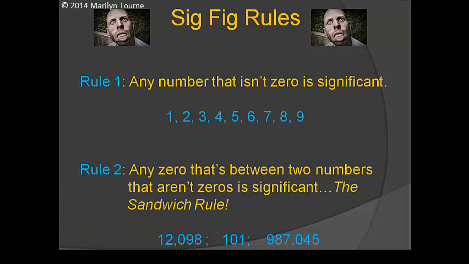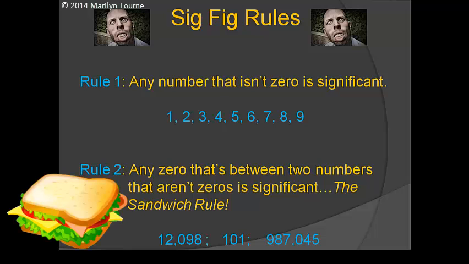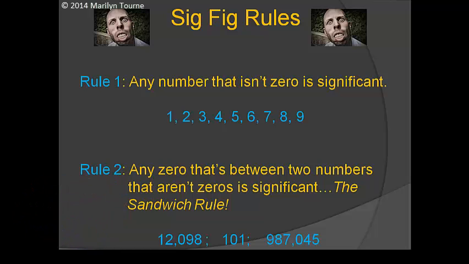The first example, 12,098. You see that there's the 1, the 2, a 0, and a 9 and an 8. Well, for sure, we know that the 1, the 2, the 9, and the 8 are significant because that is what rule number 1 told us. But what about that 0 in between those numbers? Well, it's significant because of the sandwich rule. So any 0 between two numbers that aren't zeros is significant.